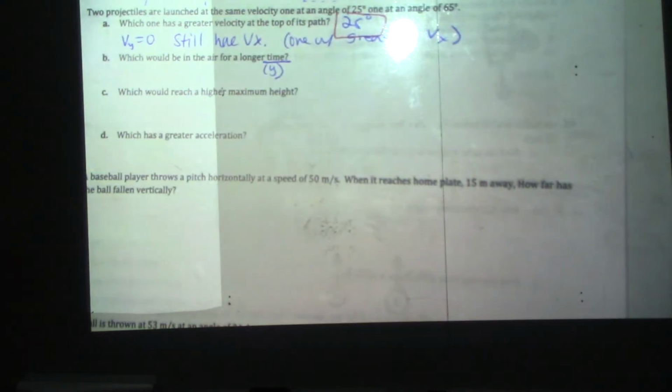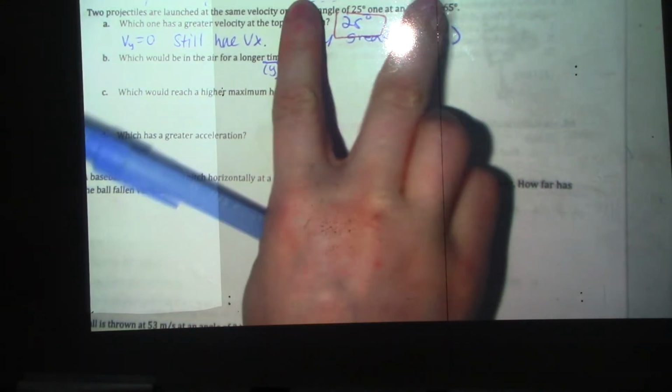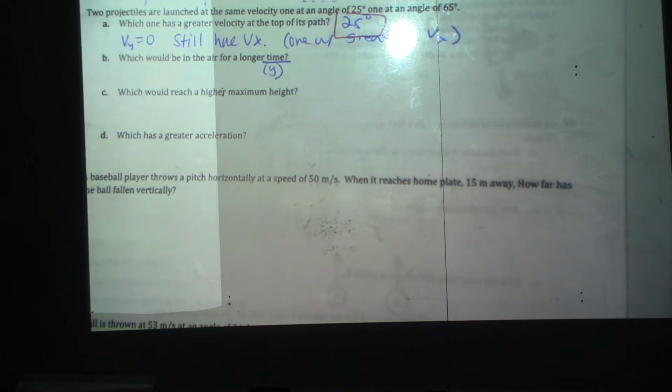Which one's in the air for a longer time? We just care about the y, who has the greater y, because I want more time. The one with the greater initial y velocity is the 65, because it is putting a lot of its velocity upwards, not as much x, which is why the other one had a greater x. Higher maximum height is again more y, so still 65. Max height and more time will always go together because they go with y.